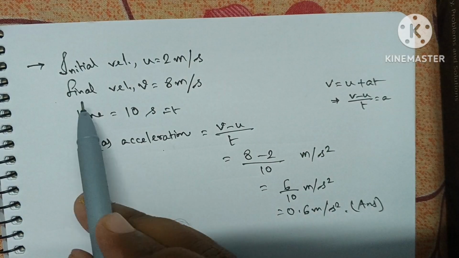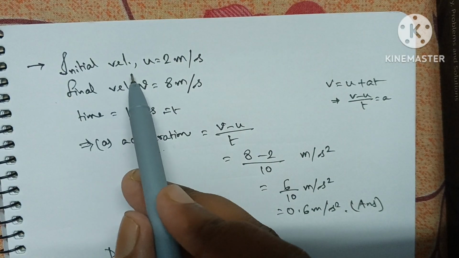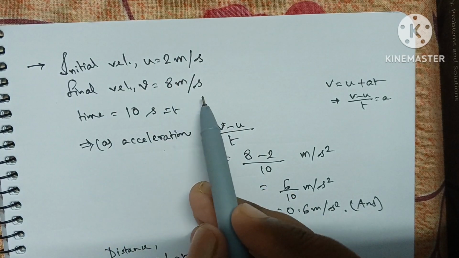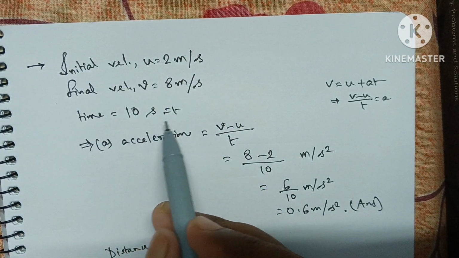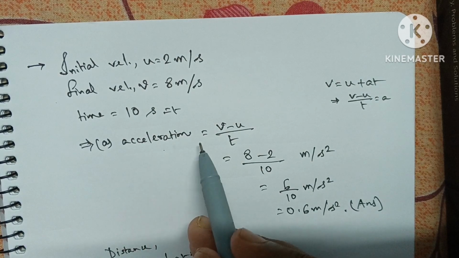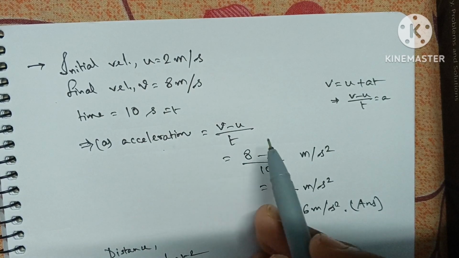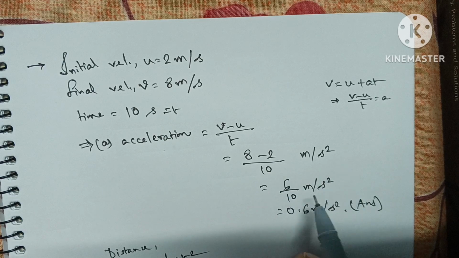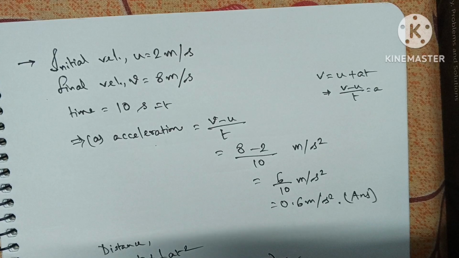Therefore, from the graph, we have seen that initial velocity is u equal to 2 meter per second. Final velocity v is equal to 8 meter per second. Time interval is equal to 10 seconds, that is t. Therefore, acceleration is like previous, v minus u over t is equal to 8 minus 2 over 10 meter per second square is equal to 6 over 10 meter per second square is equal to 0.6 meter per second square. This is the answer.